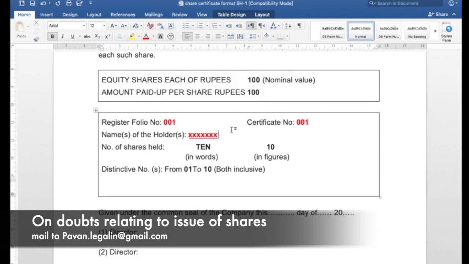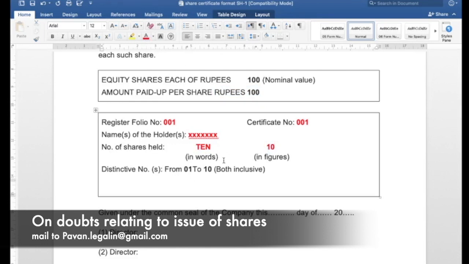Coming to the next one, suppose, imagining this one particular shareholder has contributed rupees 1000 to the company as share capital. So if he has contributed rupees 1000, and if one share value is rupees 100, which means that he is holding 10 shares. So assuming in that ratio, number of shares held, let us mention it as 10. Here they are asking to mention in words and also in figures. The same thing has to be repeated in words and also in figures.